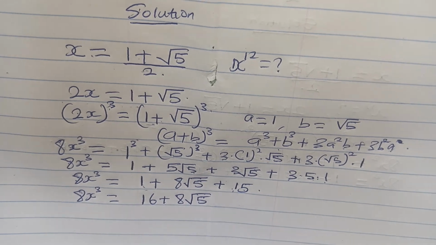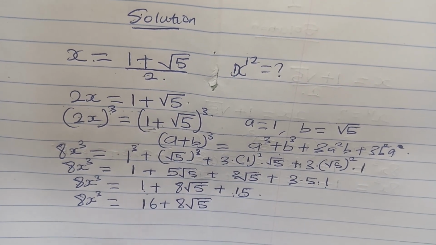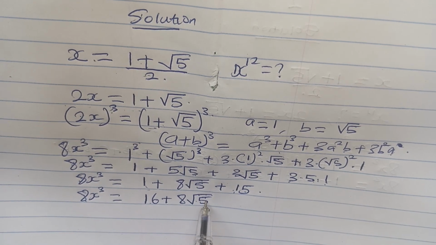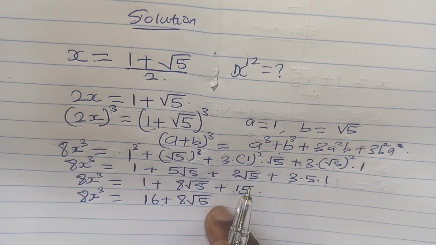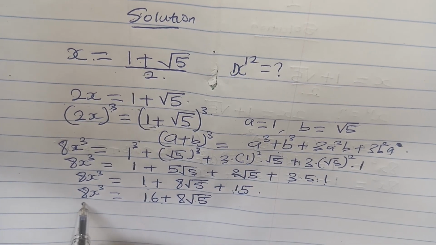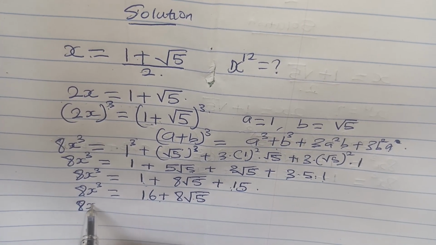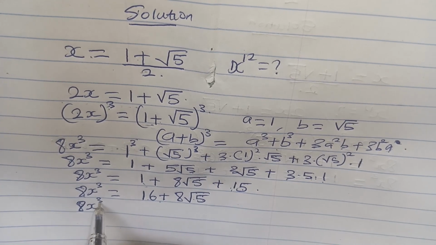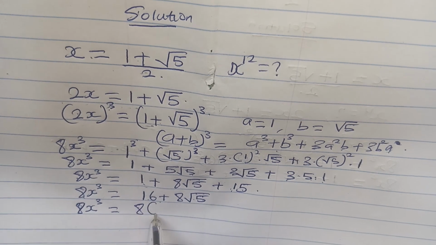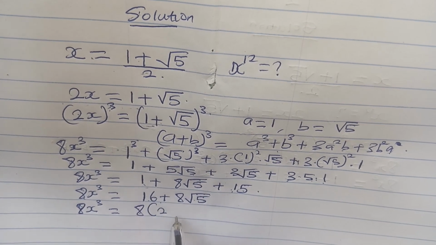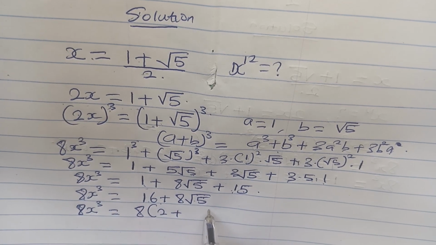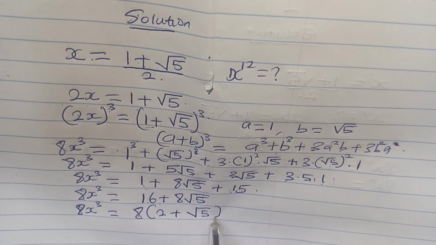What then is the next step? The next thing we can simply do is, we are having 8 here, and we are having 16 plus 8 root 5. There's something common, and that which is common on this right hand side is 8. So if we factor 8 out, we have 8x to the power of 3 equals 8 open bracket, 16 divided by 8 is going to give us 2, plus 8 divided by 8 is going to give us 1, and 1 times root 5 is going to give us root 5, close the bracket.